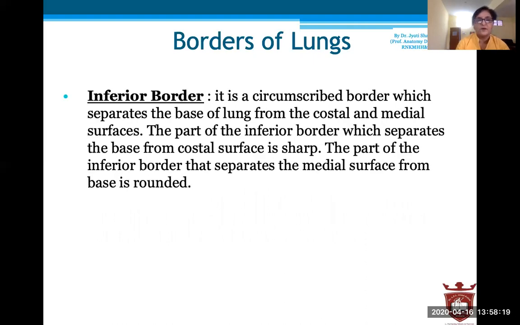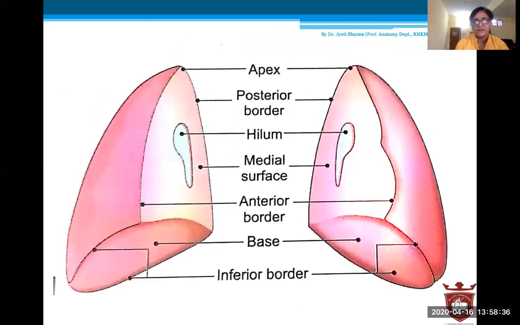Inferior border is the circumscribing border, which separates the base of lung from the costal and the medial surfaces. The part of the inferior border which separates the base from the costal surface is sharp. And the part of the inferior border that separates the medial surface from the base is rounded. Now again, we see in the diagram where is the sharp border and where is the rounded border. This is the inferior border which separates the medial surface from the base. This is the rounded border. And this is the border which separates the costal surface from the base, the sharp border. And this inferior border is the circumscribing border, where we had seen the anterior and the posterior borders.